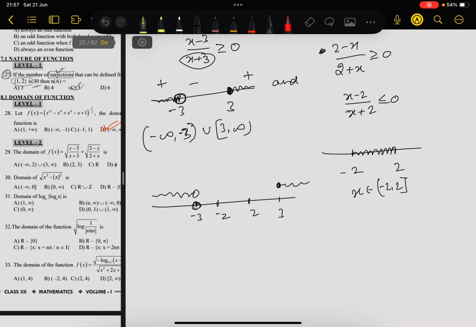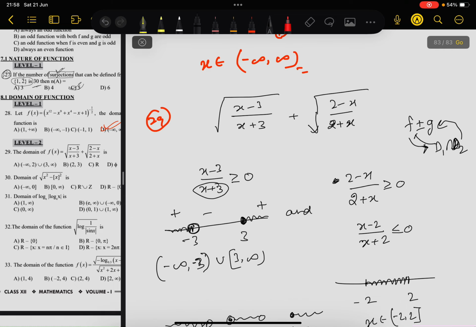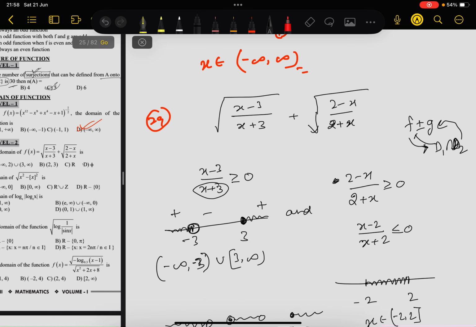Minus 2 to 2. So minus 2 is not included, 2 is included. Again, the intersection is 5, right? So x belongs to 5. So if you put any value of x here, both roots will not be defined at the same time. So here the answer is this 5.